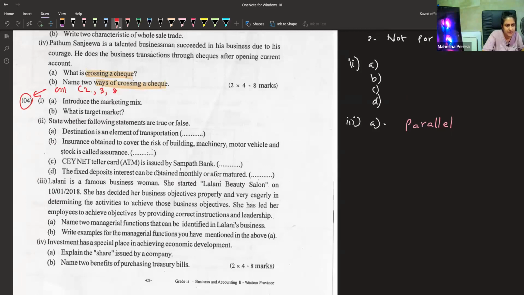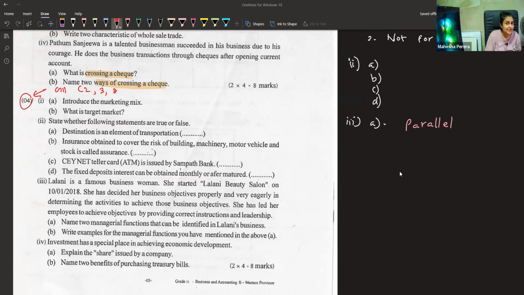Roman figure 1 asks for the definition of marketing mix. Let's recall. When you talk about the marketing mix, it has 4 variables, right? Product, price, place, promotion.